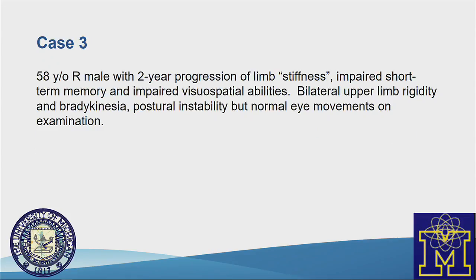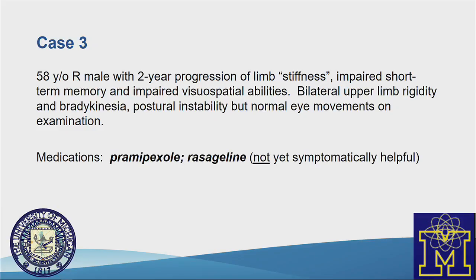Let me conclude with this case. This is an interesting one. Almost 60-year-old male with a 2-year progression of limb stiffness. He has impaired short-term memory and impaired visuospatial abilities. On examination, he has upper limb rigidity and bradykinesia. He has postural instability. He's easy to knock over in the clinic. But the rest of his exam, including brainstem examination, is normal. He's been placed on dopamine replacement therapy with pramipexole, and he's been administered rasagiline, an MAO-B inhibitor that are typically employed in Parkinson's disease, but he has not yet reported a symptomatic benefit from these medications.